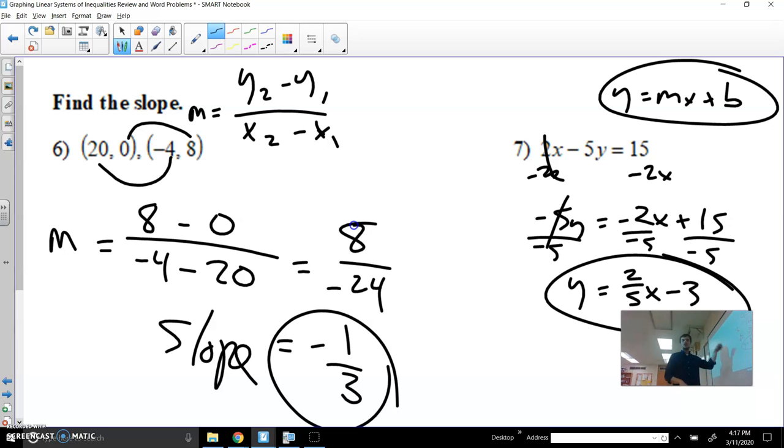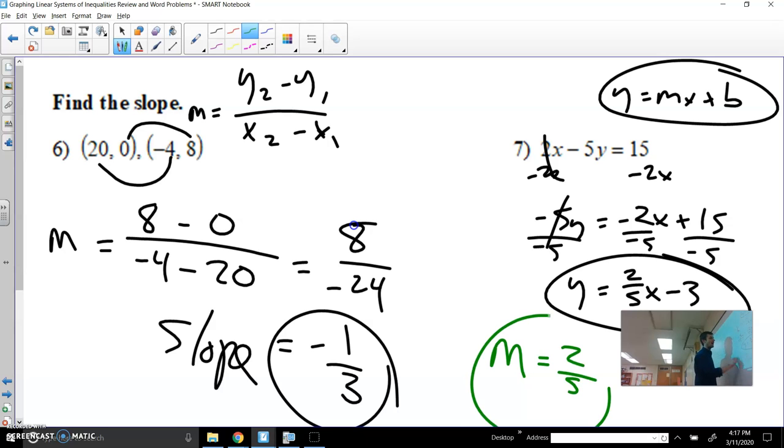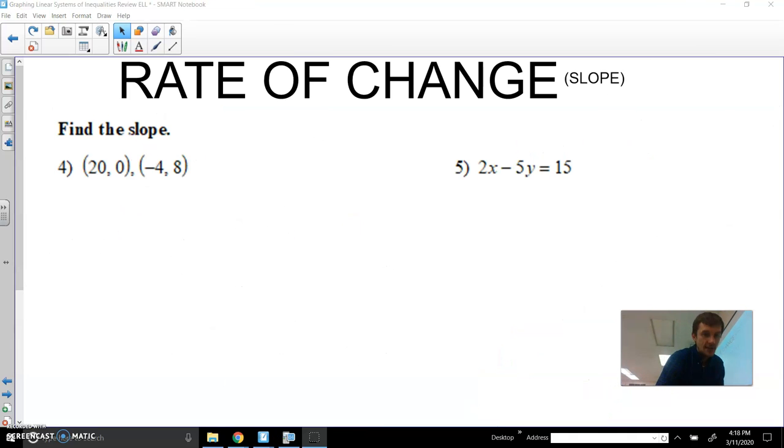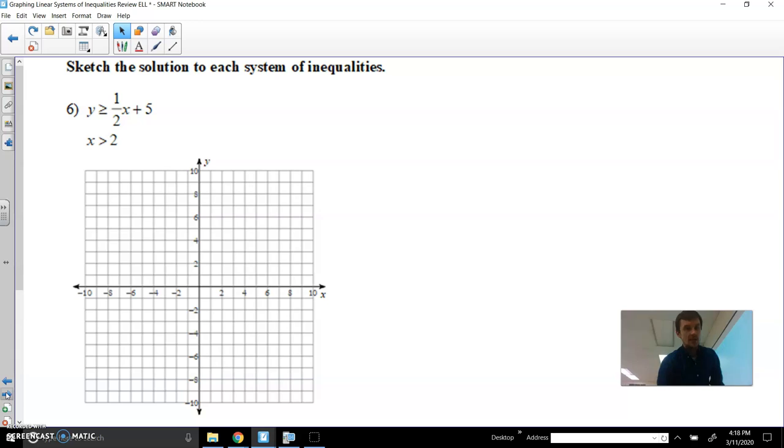So many students just circle that and move on, but I didn't tell the slope. I just told what it was in slope-intercept form. And so hopefully you're identifying 2/5. That value represents that rate of change. So if you're in one of my afternoon classes, I may have given you a second half.